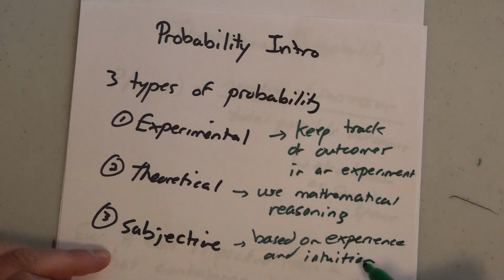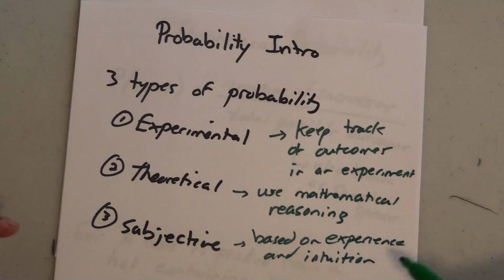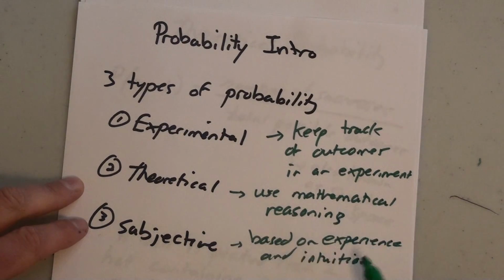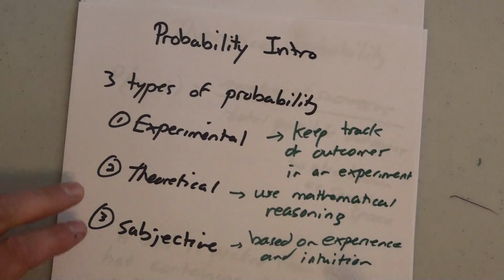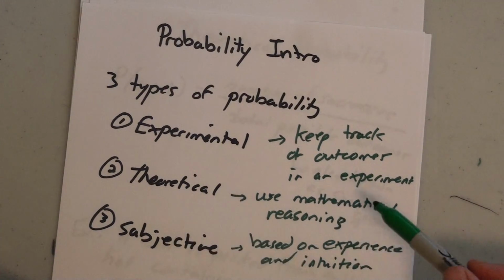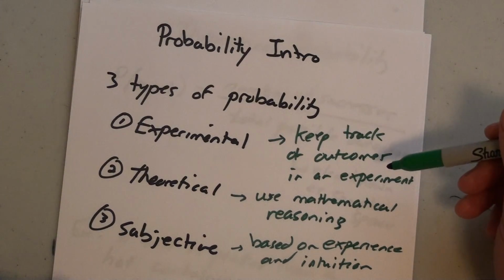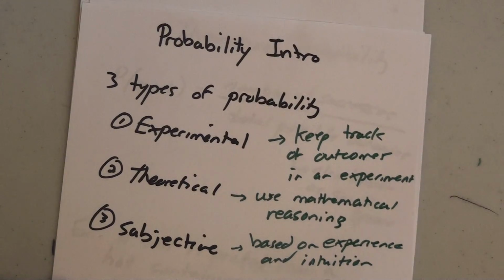So when it comes to subjective, based on intuition, it'd be like, for example, what's the probability of the sun coming up tomorrow? Hopefully it's 100%. What's the probability of it raining this month? It'd be based on where you live. What's the probability of getting an A in math? It might be based on your previous experiences with math classes. So it's based on your experience and intuition, no real math involved. We're going to spend most of our focus on theoretical, which involves mathematical reasoning, but experimental is also one as well, where you're keeping track of the outcomes of your experiment, and then you can figure out the probability of each outcome.